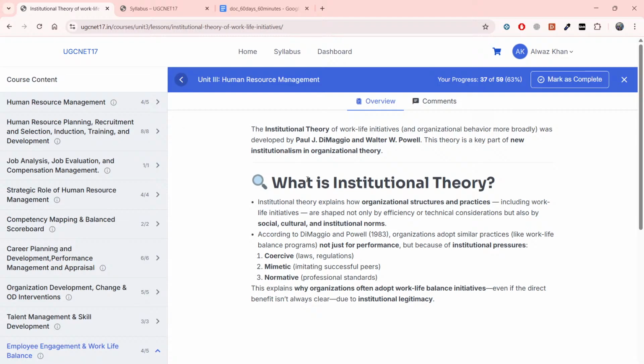What is institutional theory? Institutional theory explains how organizational structures and practices, including work-life initiatives, are shaped not only by efficiency or technical considerations but also by social culture and social norms. According to DiMaggio and Powell 1983, organizations adopt similar practices like work-life balance not just for performance but because of institutional pressures: coercive laws and regulations, imitating successful peers, and normative professional standards. This explains why organizations often adopt work-life balance initiatives even if the direct benefit isn't always clear, due to institutional legitimacy.